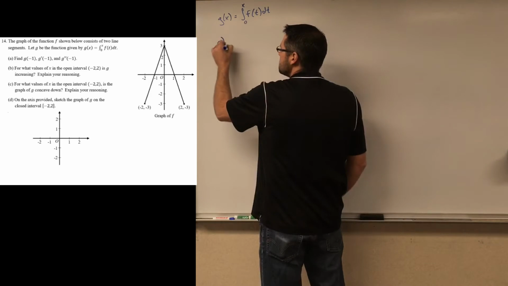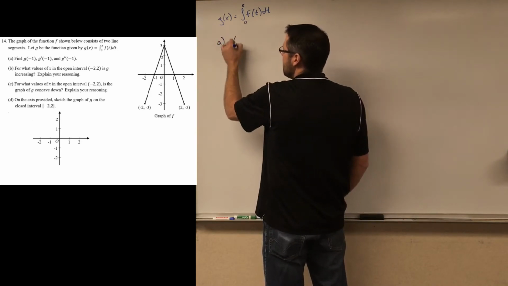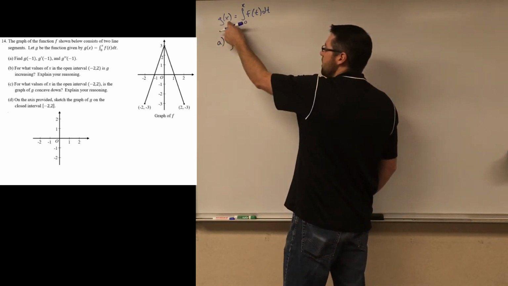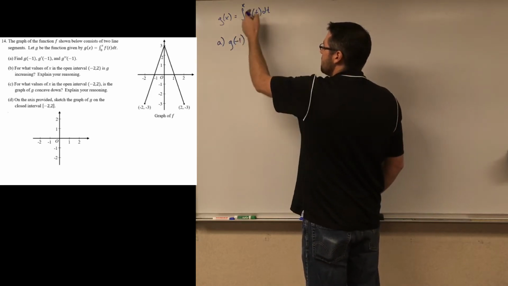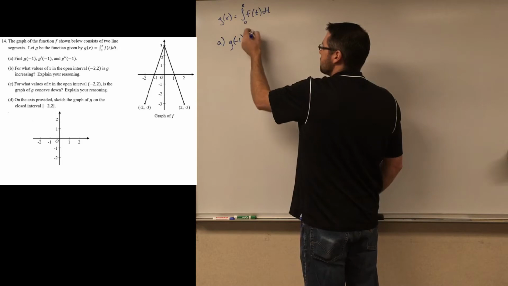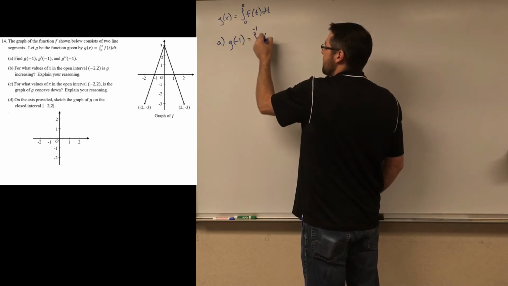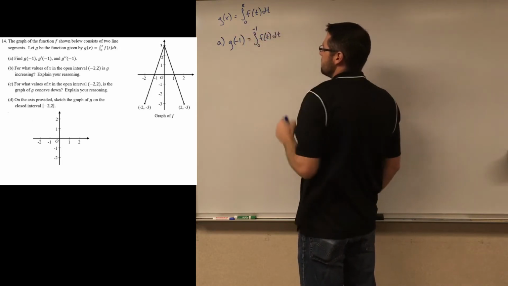So in part A, it says, what is g of negative 1? Well, notice that the variable x is being replaced with negative 1, so we're going to plug in negative 1 to the variable. So you get the integral from 0 to negative 1 of f of t dt. And so we just have to evaluate that.